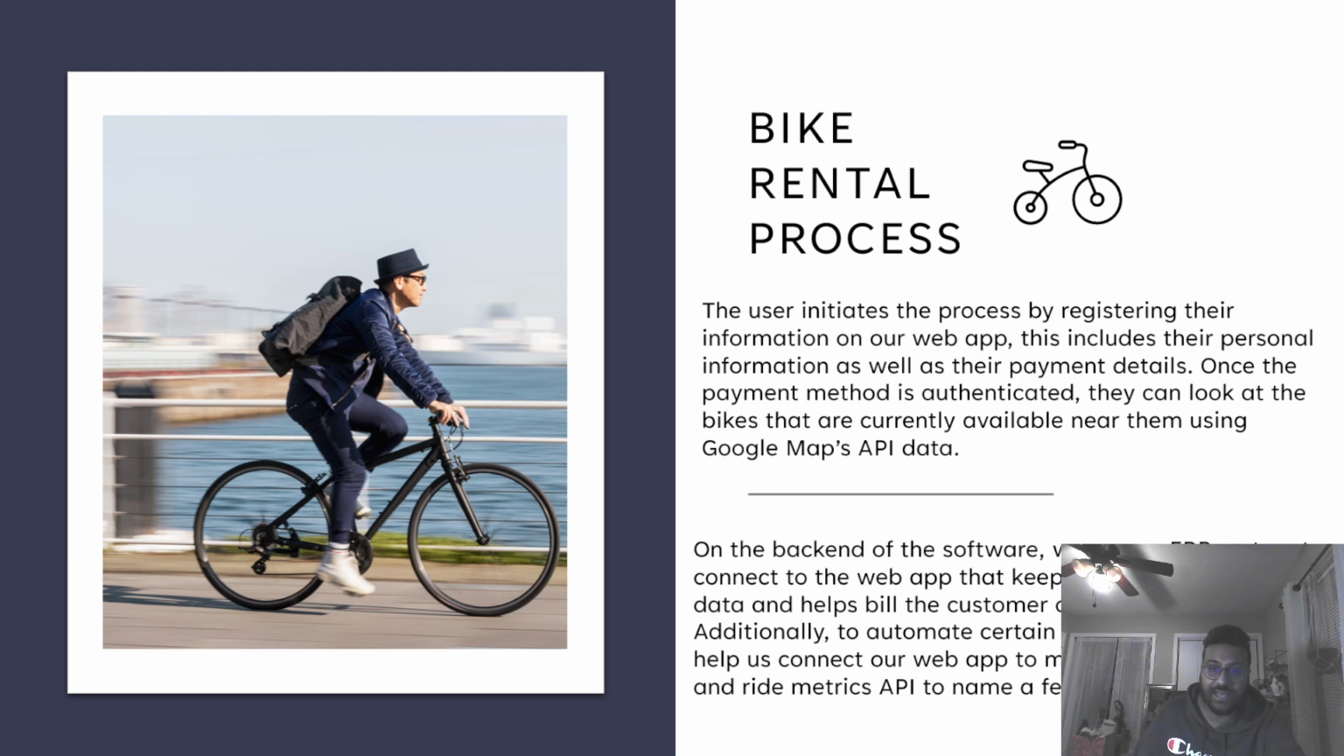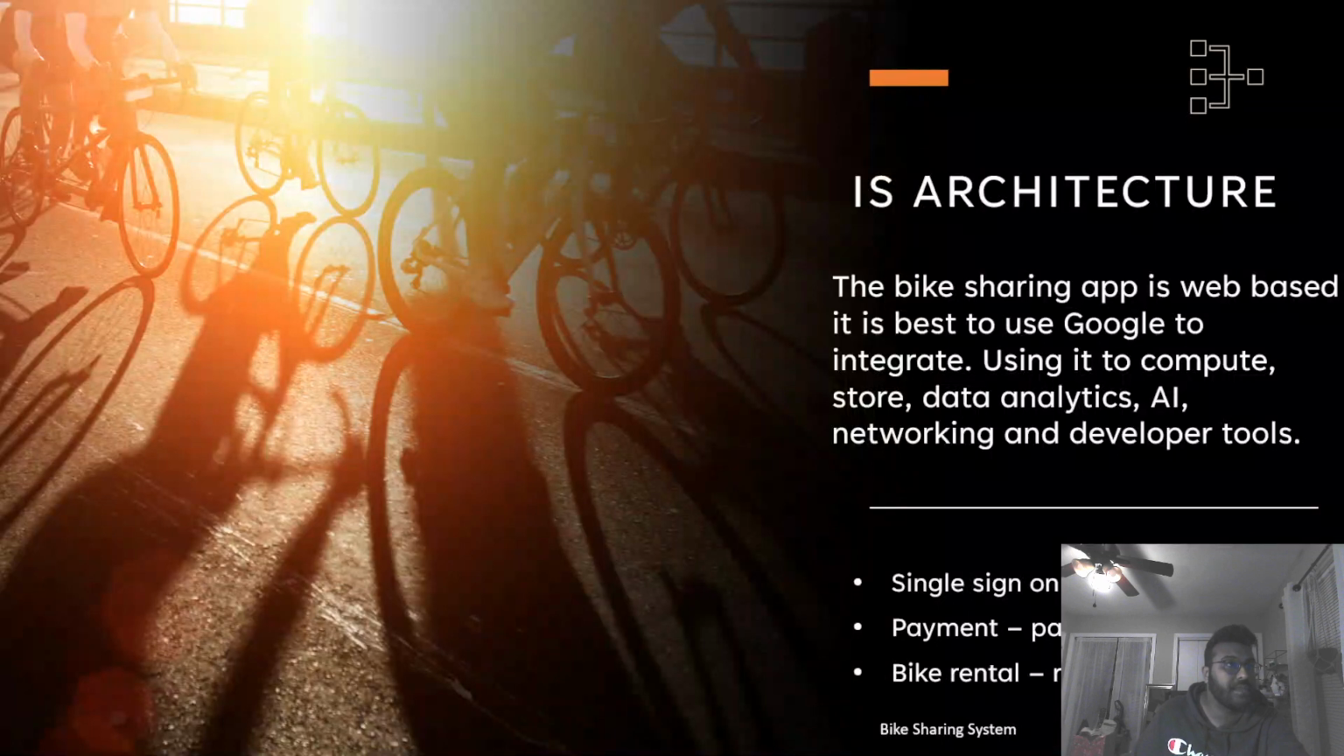Google Maps API data. On the back end of the software, we use an ERP system, which is an enterprise resource management system, to connect the web app that keeps track of the customer data and helps bill the customer on the usage. Additionally, it helps us automate certain aspects. We use API to help connect our web app to Map API, Payment API, and Ride Metrics, to name a few. Now let's look at the information systems architecture.